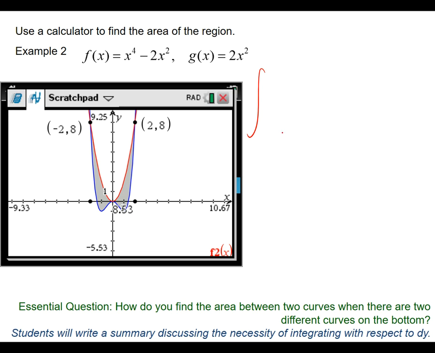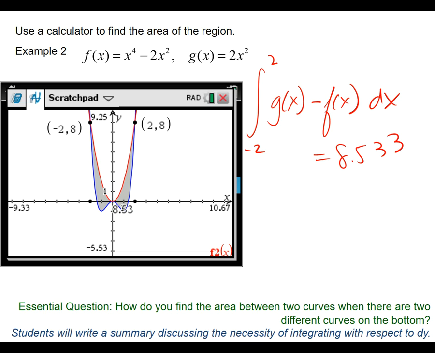What was my top curve? We had G. G was top this time, right? Minus my bottom curve, which is F. We throw a dx after it. What are my 2 limits? -2 to 2, and then we write our answer, 8.53. And some of you had an extra 3, because there are 3 decimal places of accuracy. Okay? Yeah. Alright.